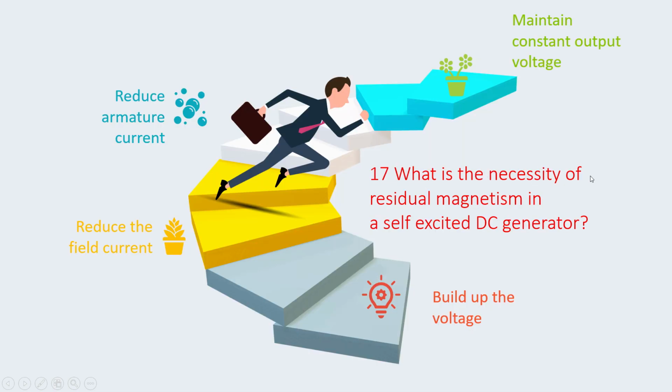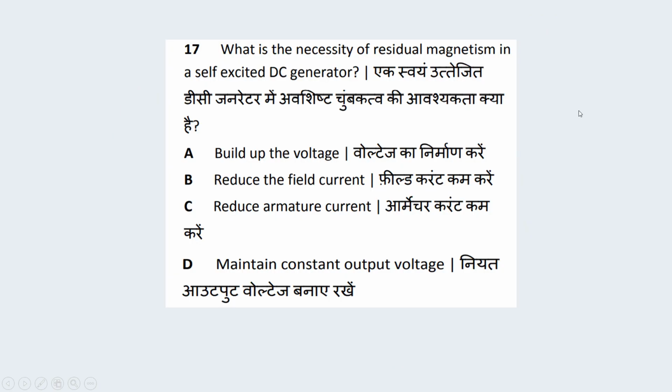What is the necessity of a residual magnetism in a self-excited DC generator? Build up the voltage, reduce the field current, reduce the armature current, maintain constant output voltage. The answer is build up the voltage.